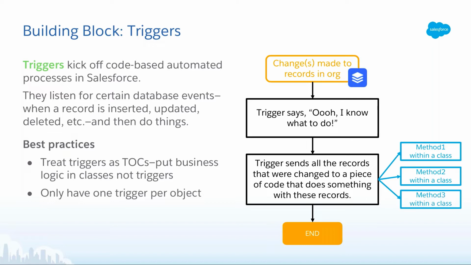When you're creating triggers, there are two best practices to think about. The first is to make sure that your triggers don't contain a bunch of business logic. This way you can reuse your code and it makes it much easier to understand. It can act like a table of contents for your code. The second best practice is just like you wouldn't have multiple processes running against a single object, you also wouldn't have multiple triggers listening to a single object. Otherwise, you can't control which order the actions fire.